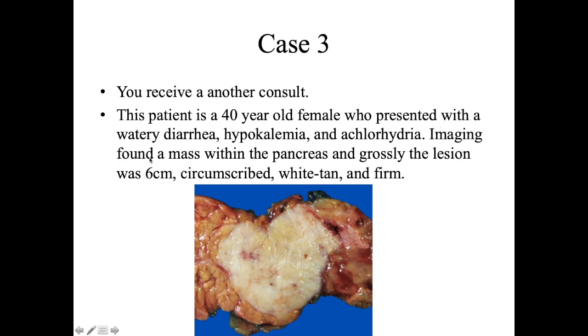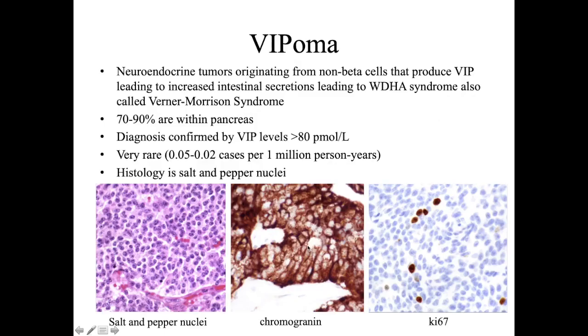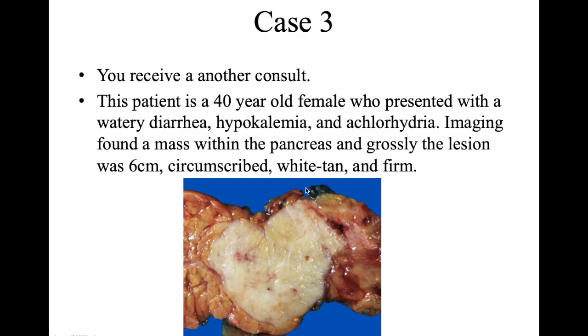Imaging revealed a mass within the pancreas, and grossly the lesion was 6 centimeters, so it's pretty big, really well circumscribed. Look how well circumscribed it is, and it's white tan and pretty firm. Here's the normal pancreas. Here's the lesion. Very dense, white, firm, circumscribed lesion. Oh no! I just gave away the answer.